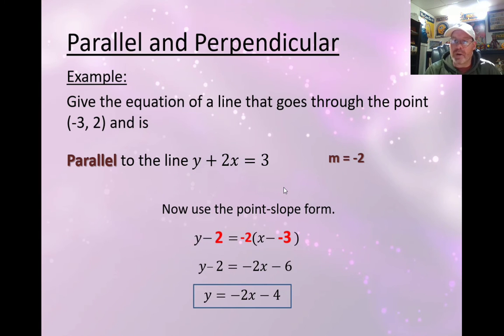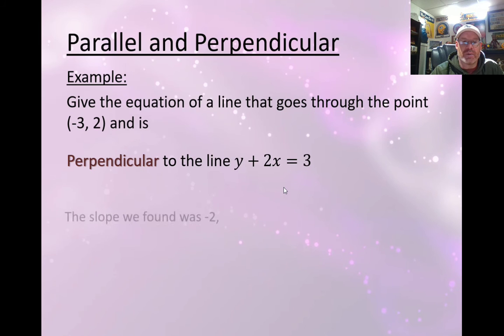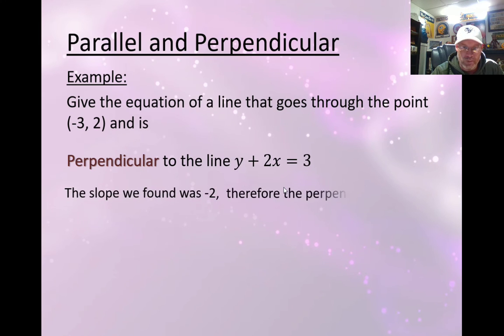Okay, now we have to do part B, which was the perpendicular line. Since we already know that the slope of the original was -2, our perpendicular slope is going to be 1/2. Okay, 2 is the same thing as 2 over 1. So the reciprocal of 2 is 1/2. And then, of course, we have to change the sign on it.